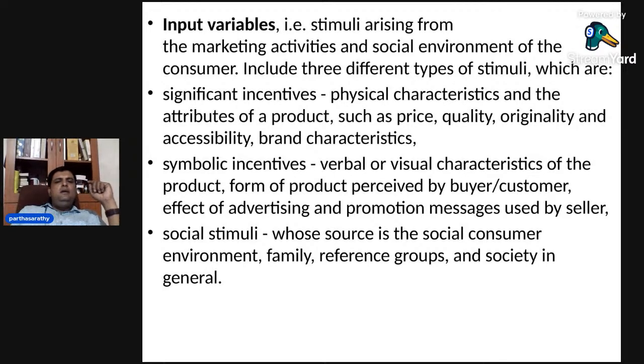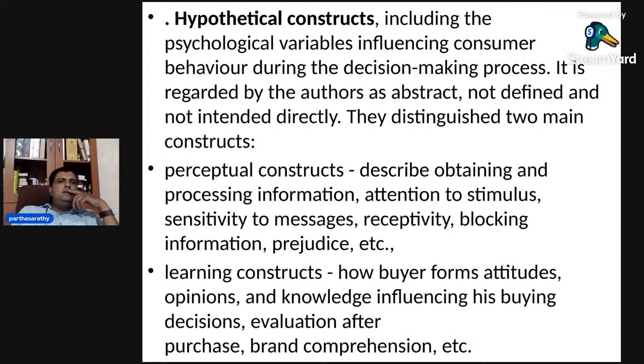Social stimuli, whose source is social: customer, environmental, family, group, and society in general. Social stimuli is basically whether the intended product or service can socially stimulate or not. So what does socially stimulating mean? Whether it is able to have an impact on the consumer's environment, family, reference group, and all these things.